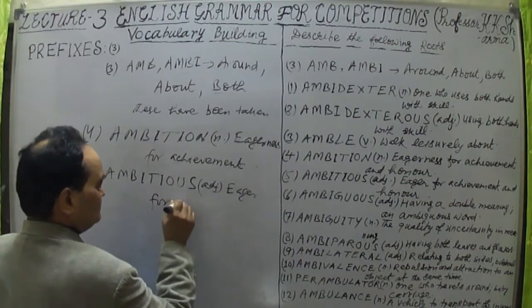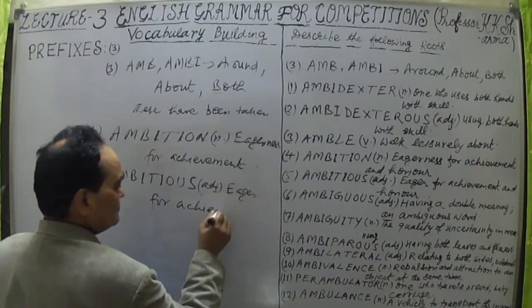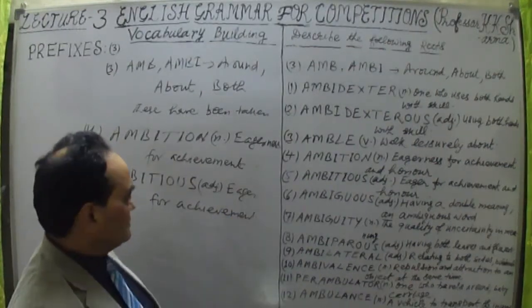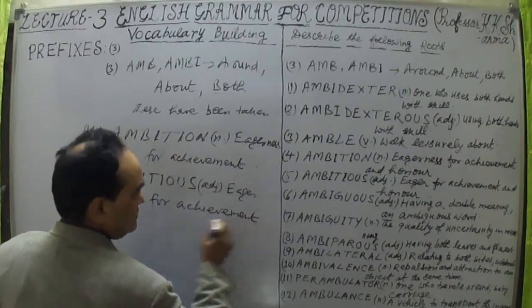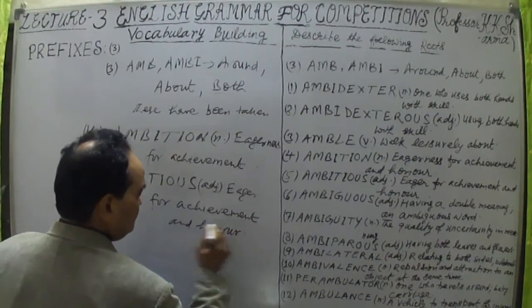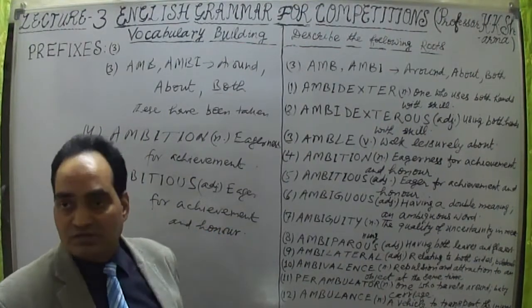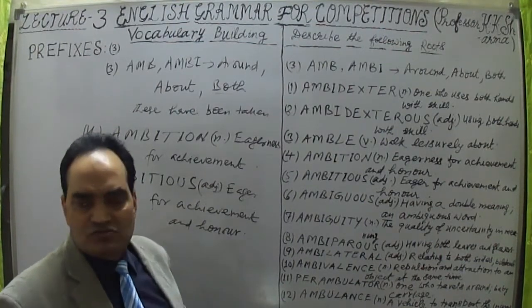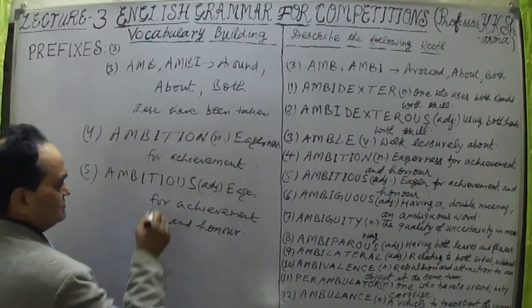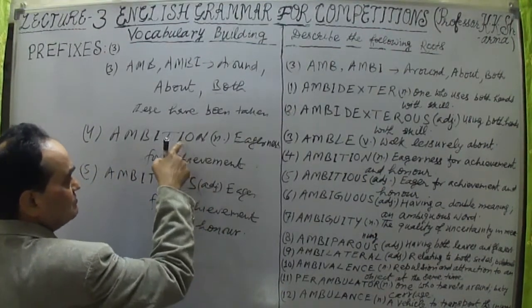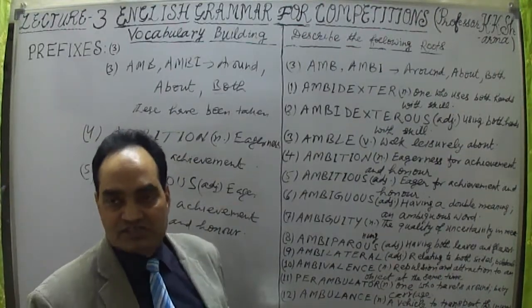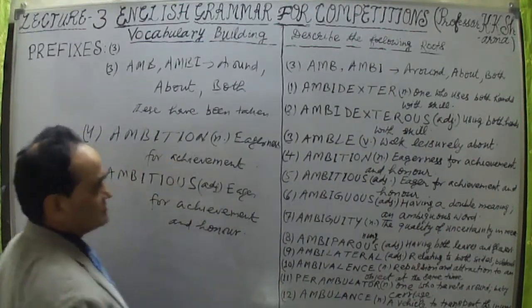Eager for achievement and honor. A person is very eager to achieve something and honor. I mean, to get honor, to achieve honor, to get something so that he can get honor in his life. Very much an ambitious person. So ambitious is an adjective. This is from ambition. Ambition was a noun. Similarly, ambidextrous was a noun and ambidextrous second word was an adjective.